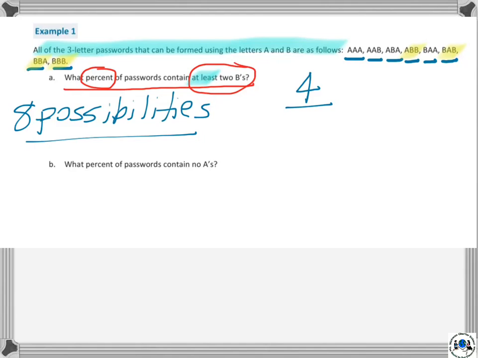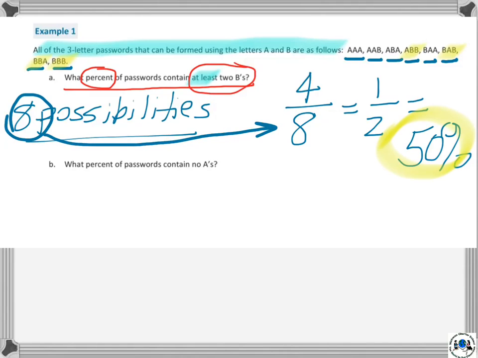If it were exactly 2, I could ask you how many possibilities that would have been. That would have changed, right? Anywho, we'll just continue on. So we have 4 out of 8 possibilities, which equals 1/2. And cutting to the chase, we know that is 50%.